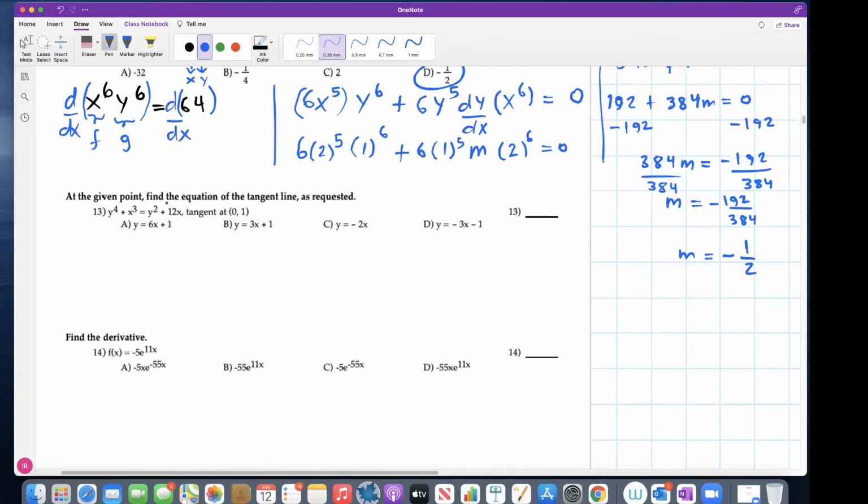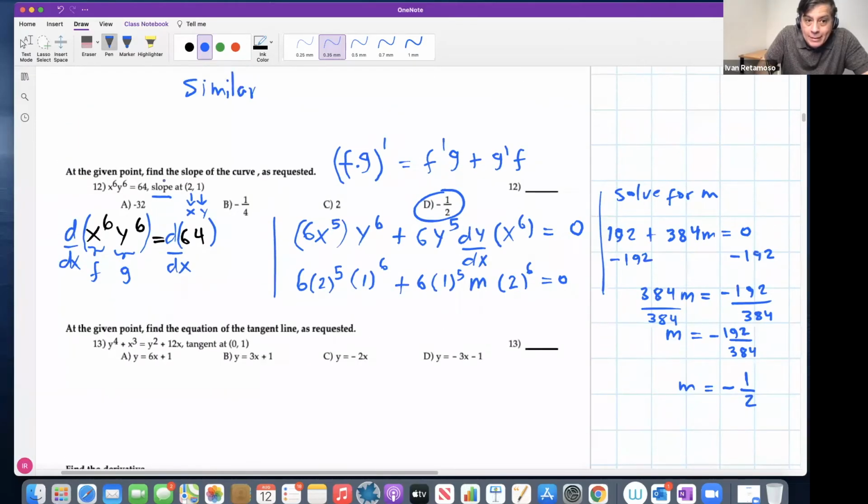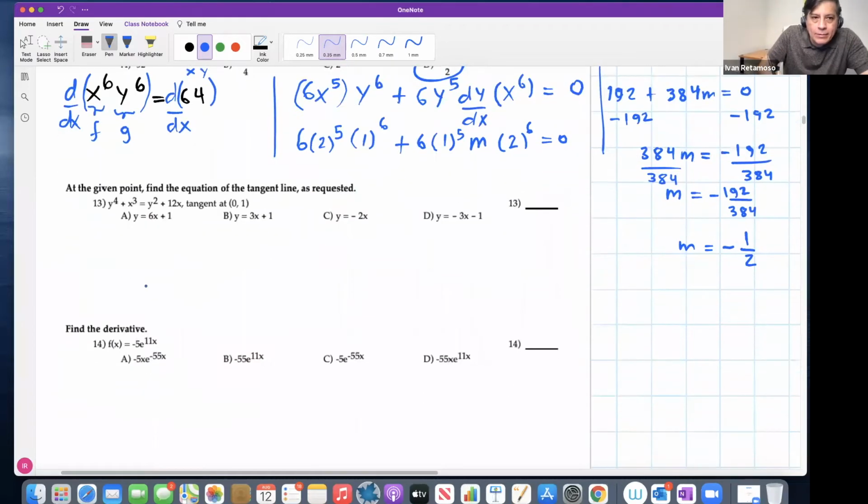here, at a given point, find the equation of the tangent line as requested. The equation, right? Not just the slope, because here we're asking us for the slope, but here they're asking us for the equation of the line. So let's do it, right? Together quickly. This looks good. So x cubed equal y squared plus 12x. Start by taking the derivatives with respect to x on both sides.